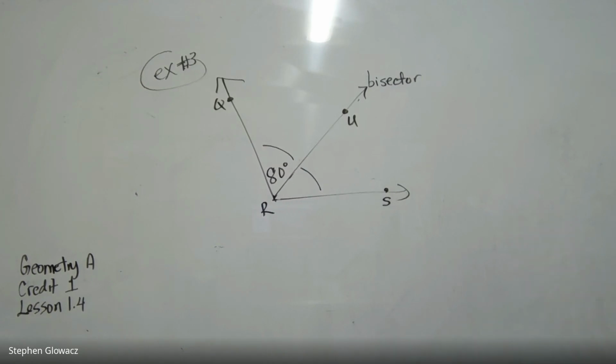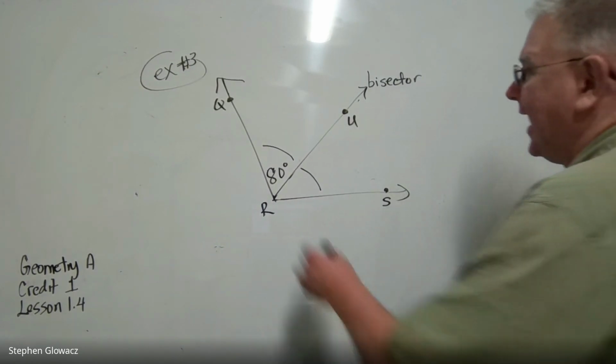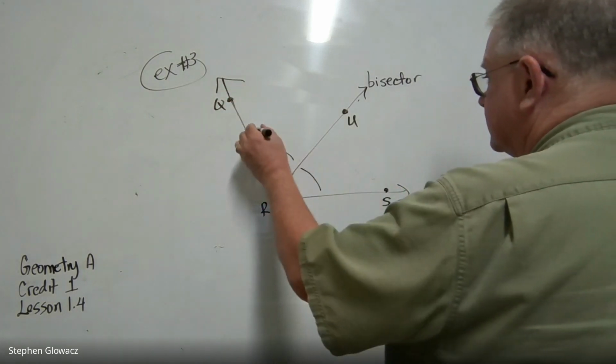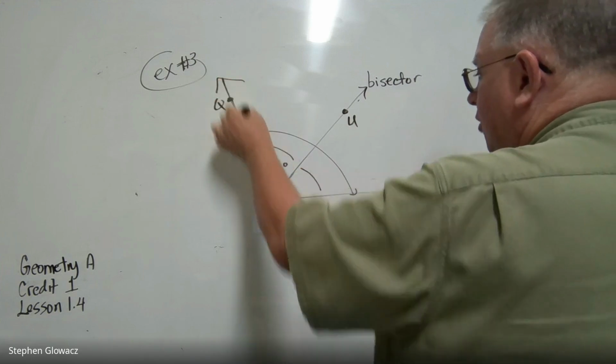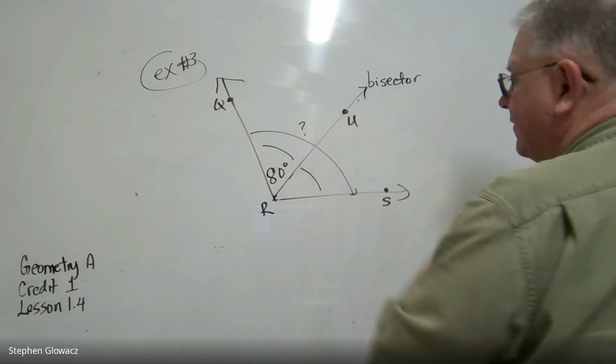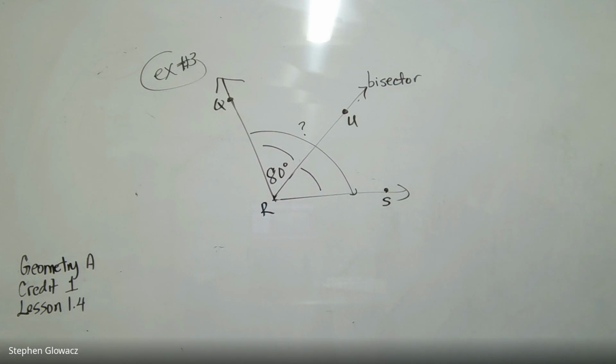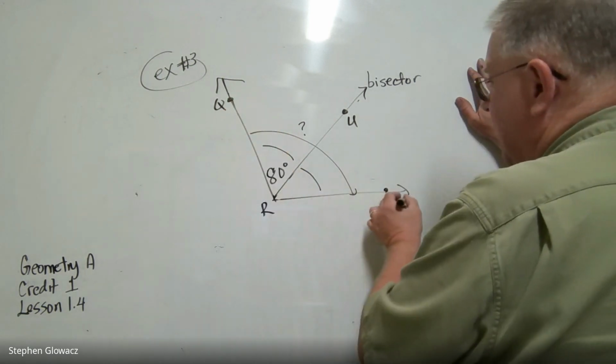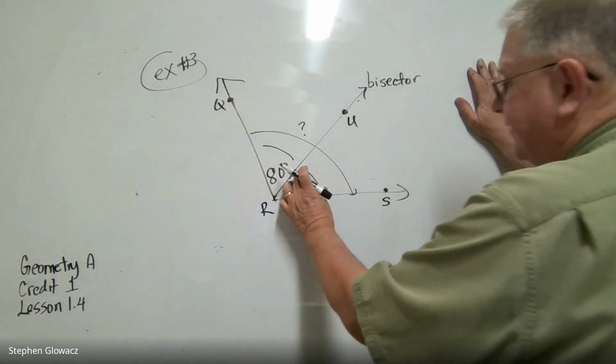That may come in helpful in a second here. What they want us to do is to find the measure of the big angle QRS. So here's QRS, the big angle, and that's what they want us to find. So let's talk about how we do that. The measure of angle QRS would be equal to the sum of these two angles here.